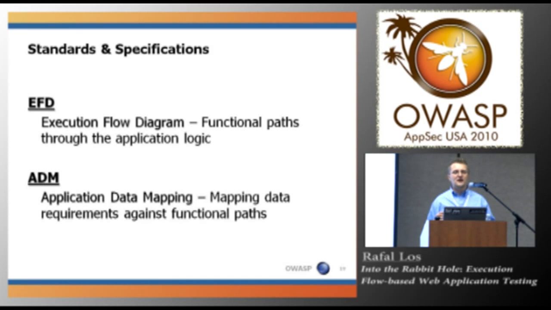So if you look at the application, how do I get from here to here? What data is required to make that continuity? What data is required along that path?